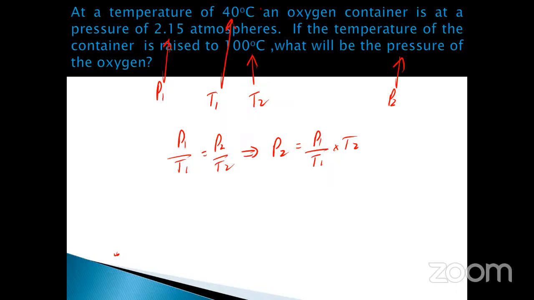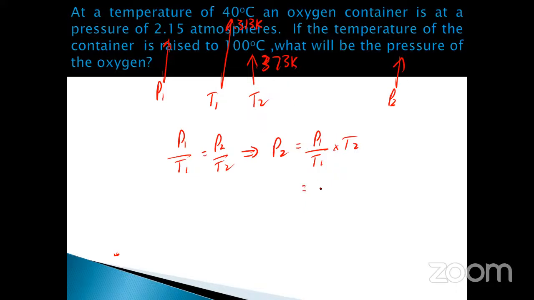But again, as I said before, we need to convert these temperature values to Kelvin. So it's 40 plus 273, and that gives you 313 Kelvin for that. That's for T1, and for T2, well, this is easy. This would be 373 Kelvin. And then we put the numbers in.